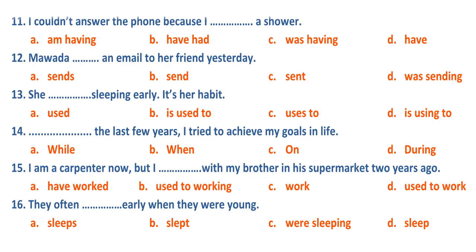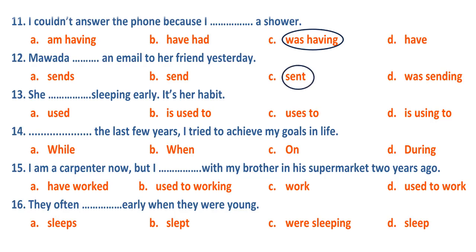Number 11, I couldn't answer the phone because I blank showered. Am having, have had, was having, have. The right answer is C, was having. Number 12, Mawadda blank an email to her friend yesterday. Sent, was sending. The right answer is C, sent.